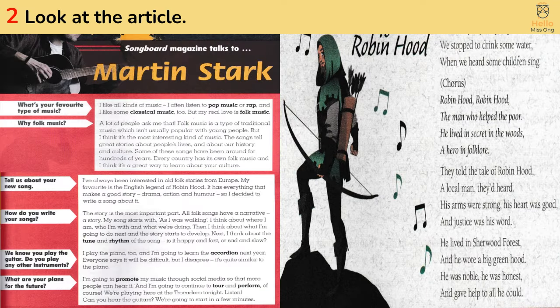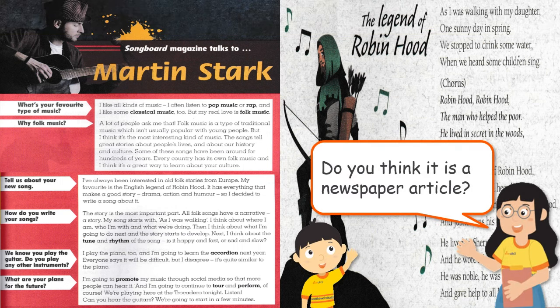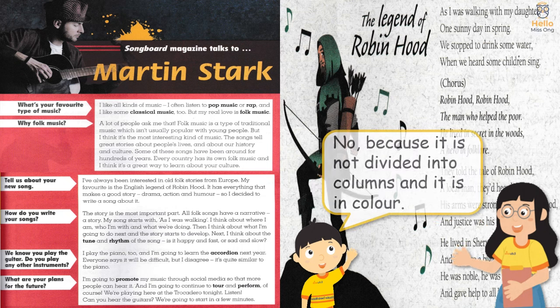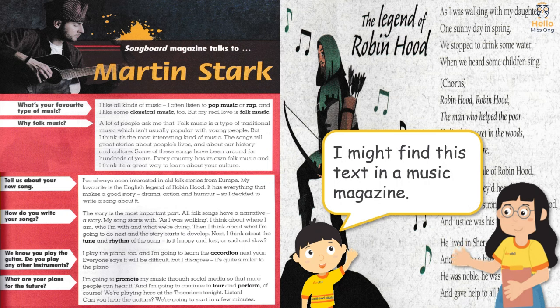Activity 2. Look at the article. Do you think it is a newspaper article? No, because it is not divided into columns and it is in color. Where might you find this text? I might find this text in a music magazine.